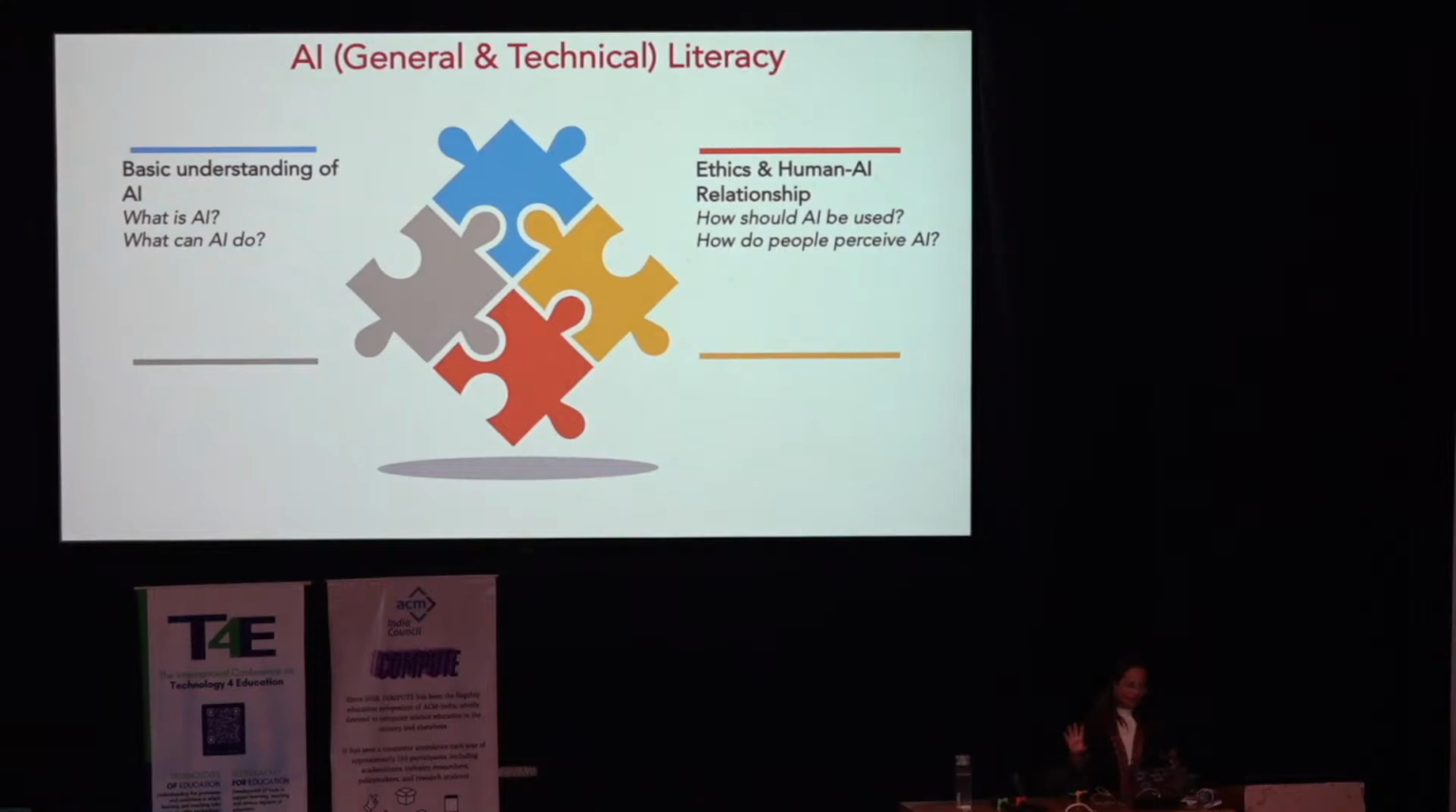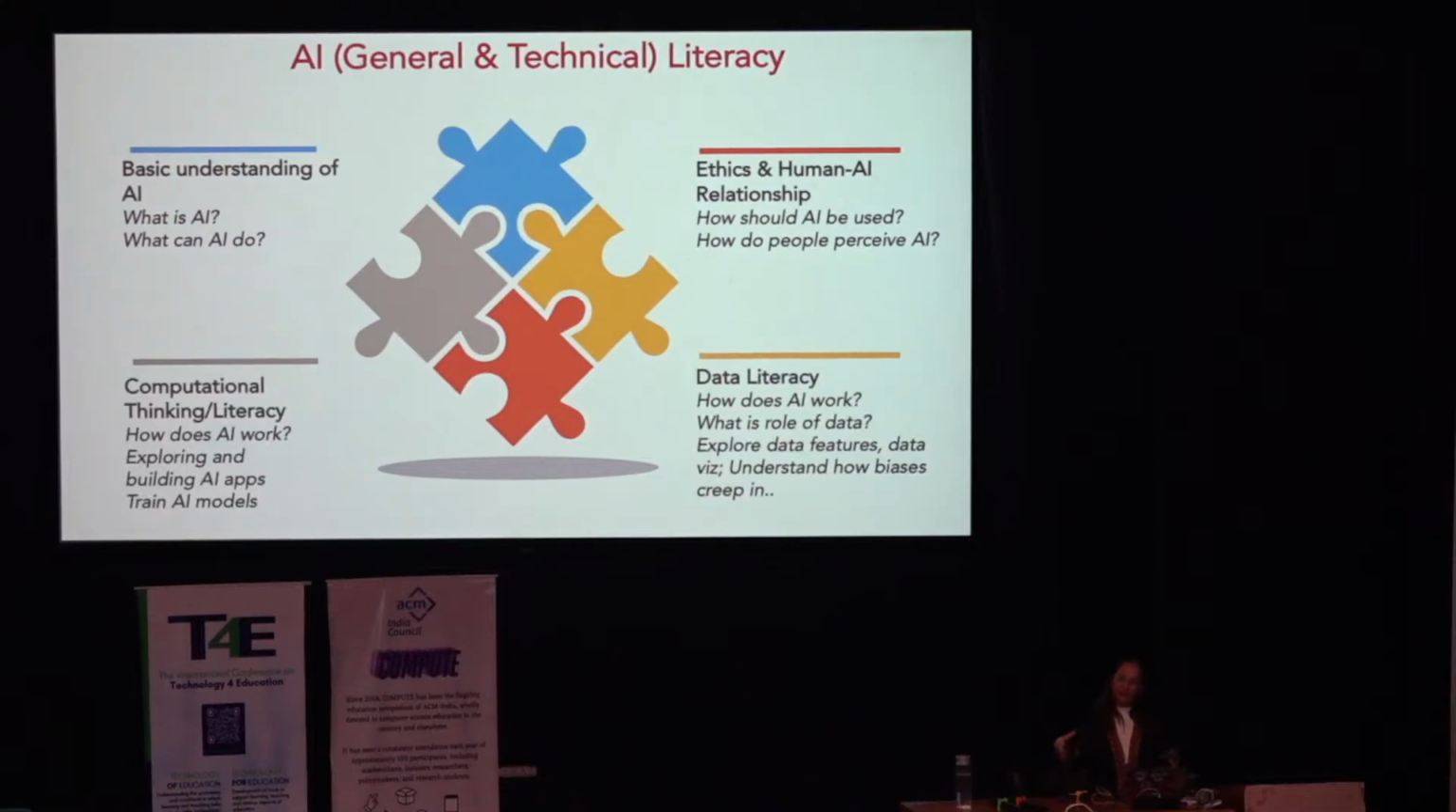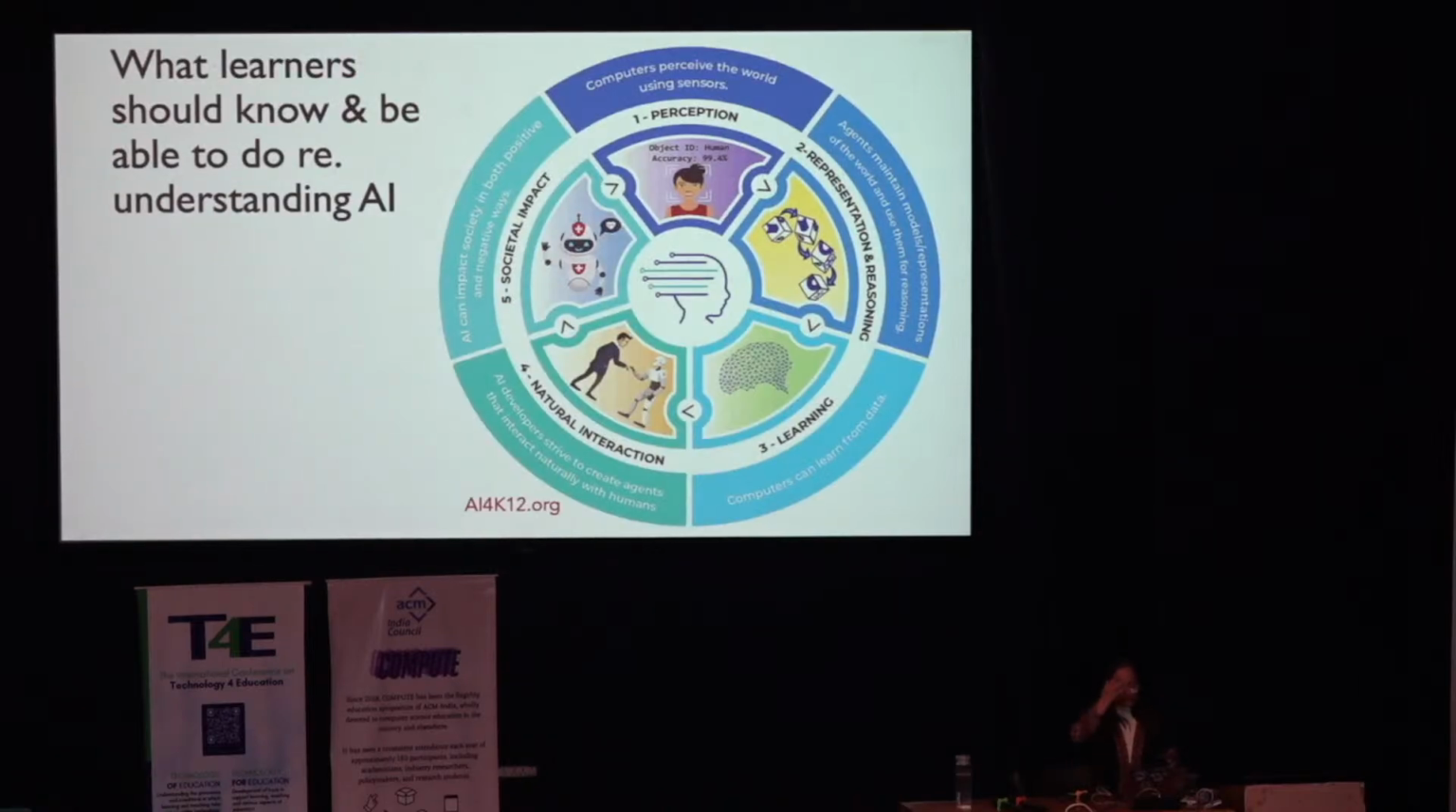One is a basic understanding of AI, what it is, etc. The ethics and human-AI relationship. And then there's a little bit of the technical aspects of it, the computational thinking and literacy: how does AI work, what is the model, etc. And the data literacy piece: the role of data, features, etc. One of the first efforts to articulate what we need to be teaching came from AI for K-12.org. It was these big 5 ideas of perception, representation and reasoning, learning, natural interaction, and social impact.